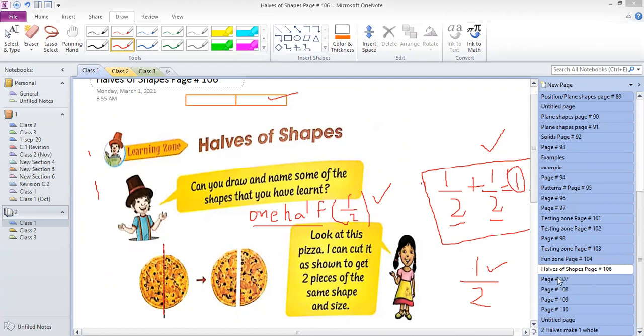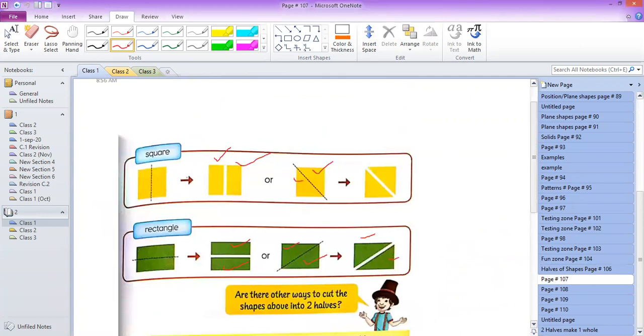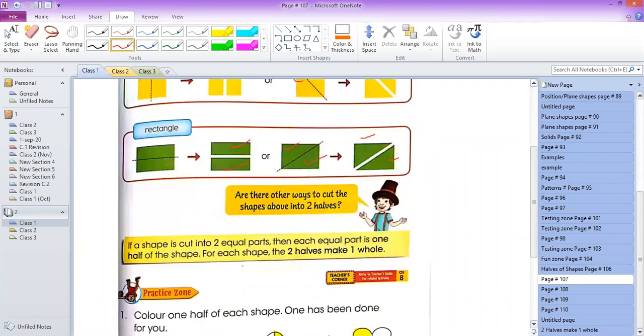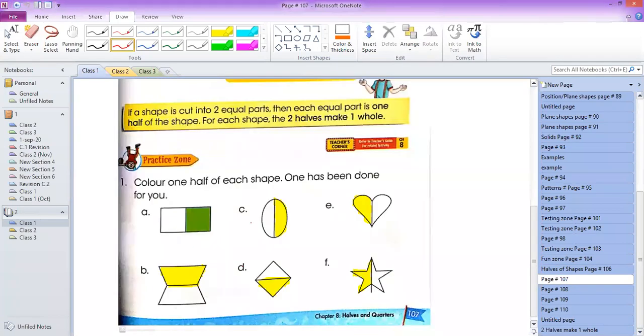Coming to the next page, here you learned you divided a square into two equal parts. When you divide it vertically, you can see these two are one halves. When you divide it diagonally, these are one half. Same you did with the rectangle. Here shapes are cut into two equal parts. You just have to color one half of the shape and you finished it.